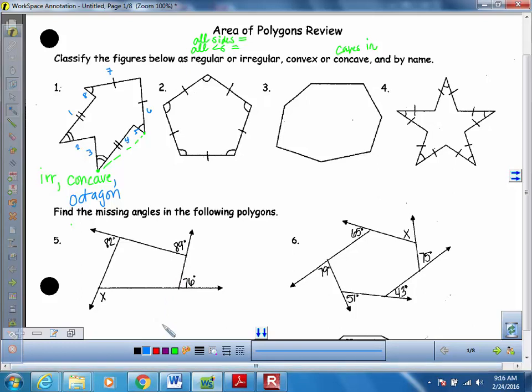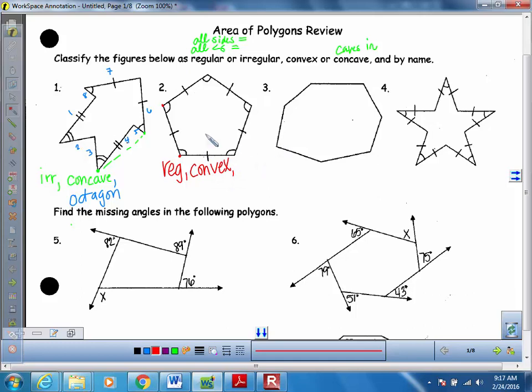All right, then looking at number 2, we are looking to see if it's regular or irregular. We see all the sides, because they have 1 tick mark, are equal. All the angles are equal, so this one would be regular. Then if I went from one point or one vertex to the other, I would stay on this line. If I went from this vertex to this vertex, I'd still be in the shape. It doesn't cave in anywhere where I would be outside the shape, so this means that it would be convex.